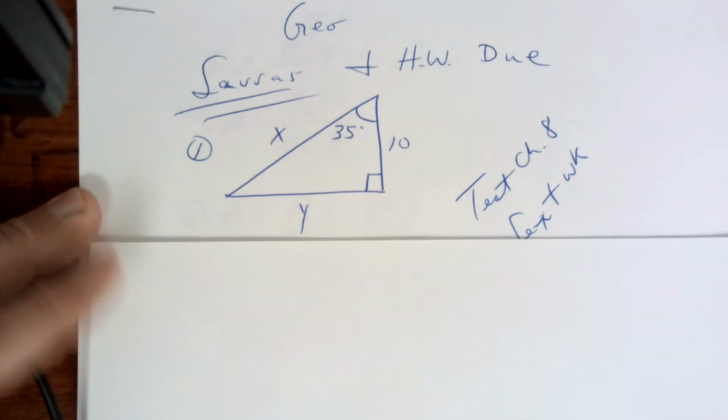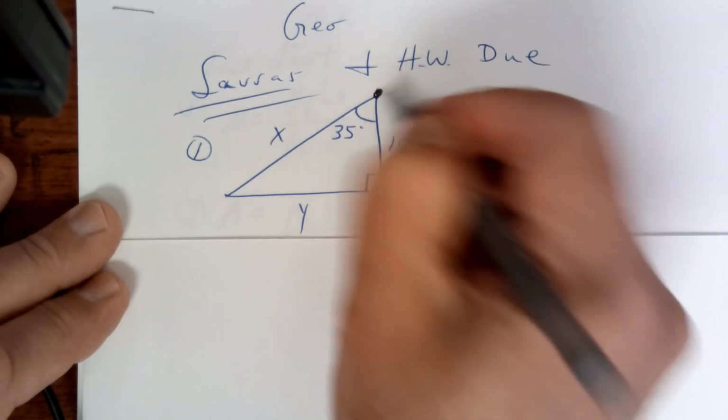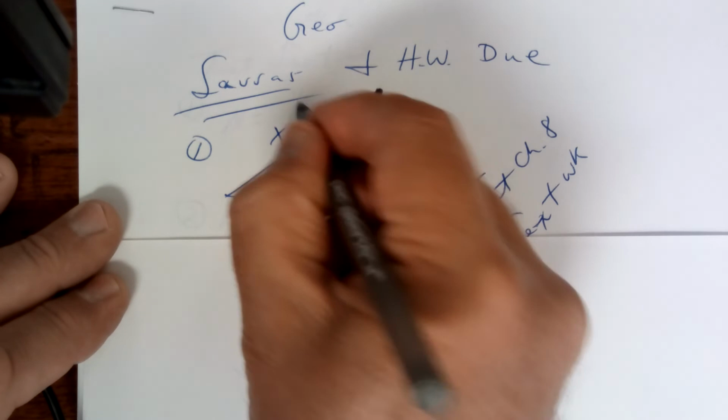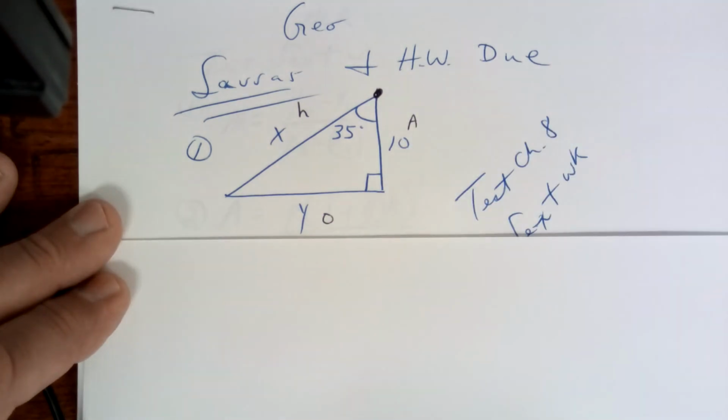This right here, you're standing right here, so put a dot. This one's opposite. This is your hypotenuse, and this is adjacent. Make sure you understand that. If not, get help from your neighbor or get some tutoring or watch the videos.